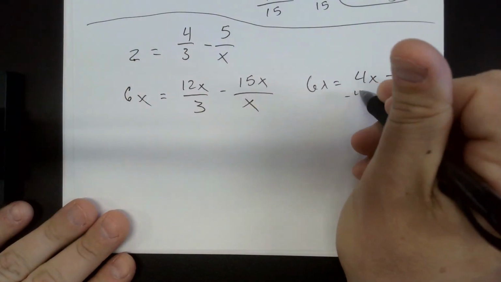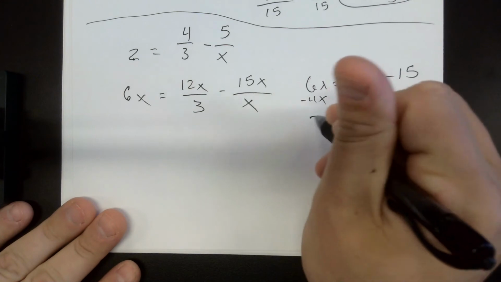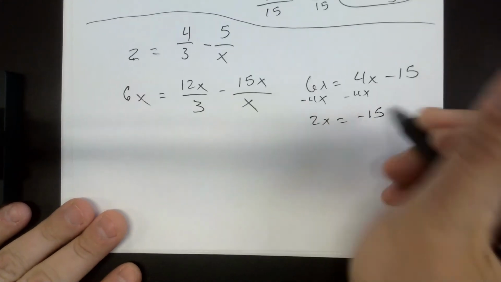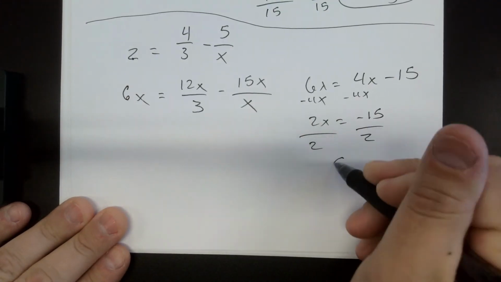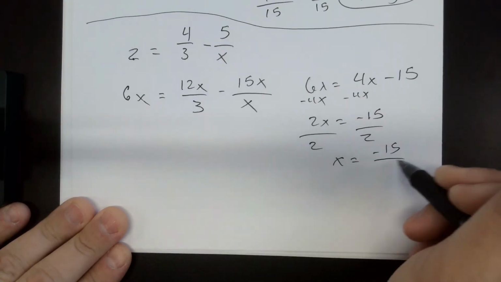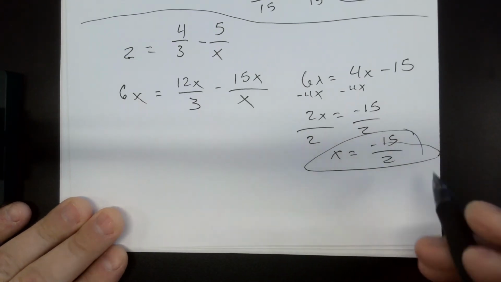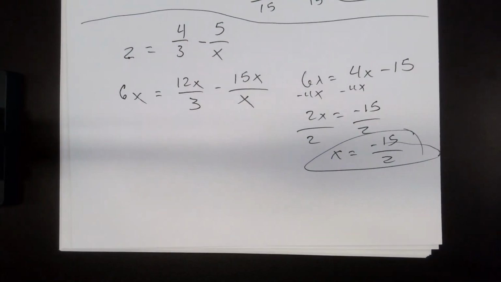And then we just solve this. Everyone should be good with this point. 2x equals negative 15. Divide by 2, x equals negative 15 halves is your solution. Questions? Carter? Okay, I'm going to let you guys try one on your own.